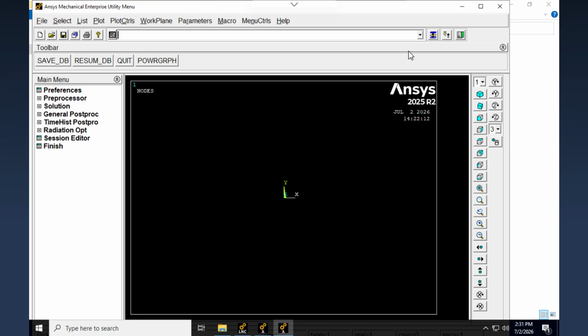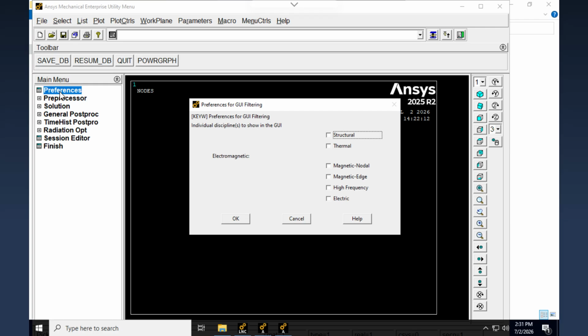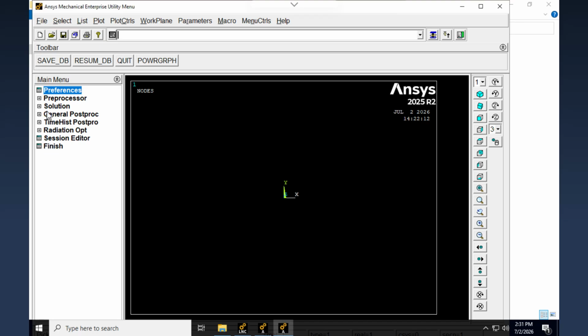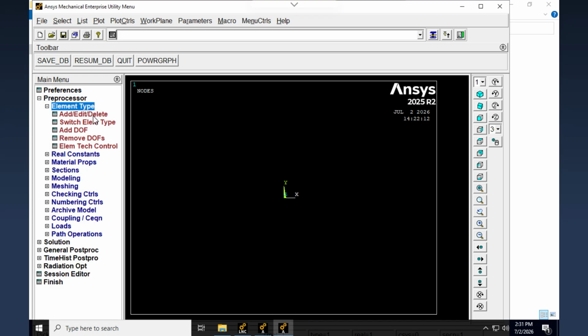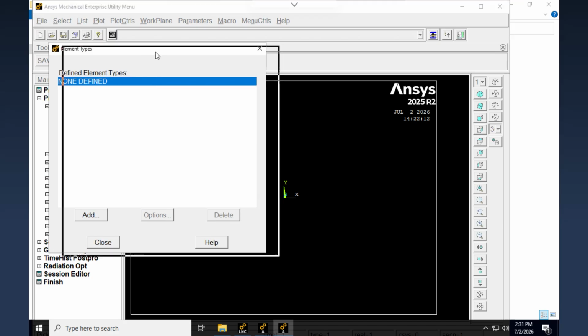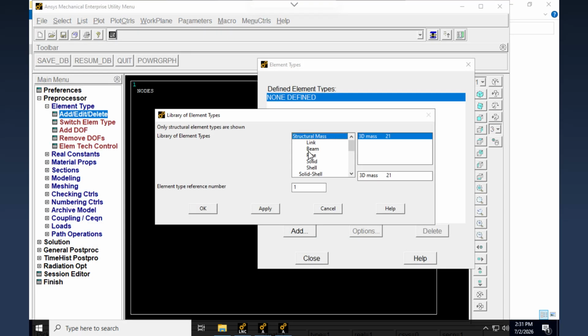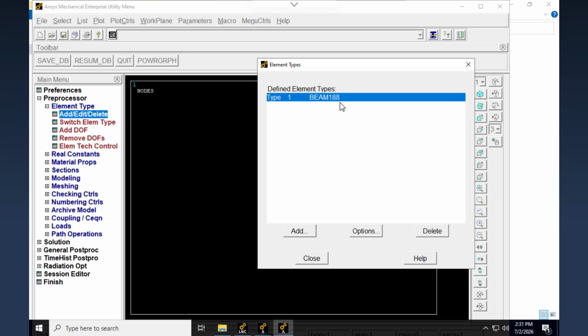Alright, so I open ANSYS APDL. I go here, preferences. We're going to tell ANSYS that we're going to do a structural analysis. Then I go to pre-processing. I'm going to specify my element type as beam element. We're going to use a beam element with 2 nodes. Beam 188 is the name, and I'm going to use that here.